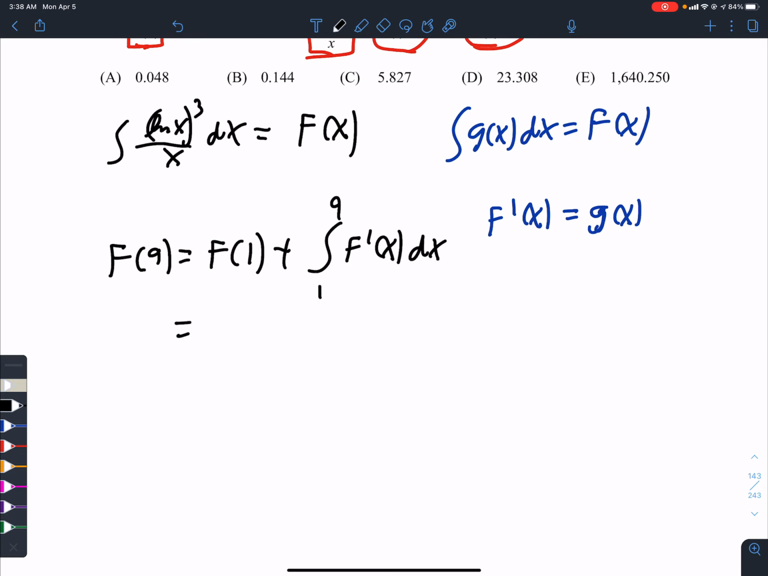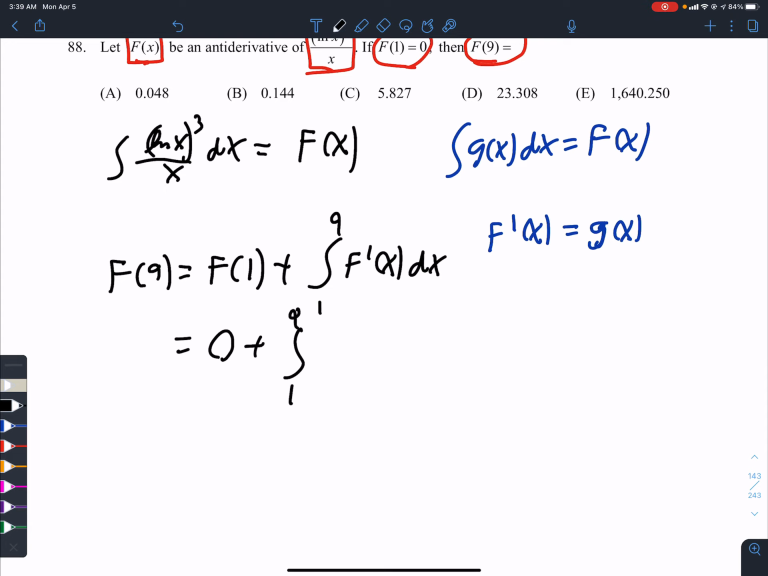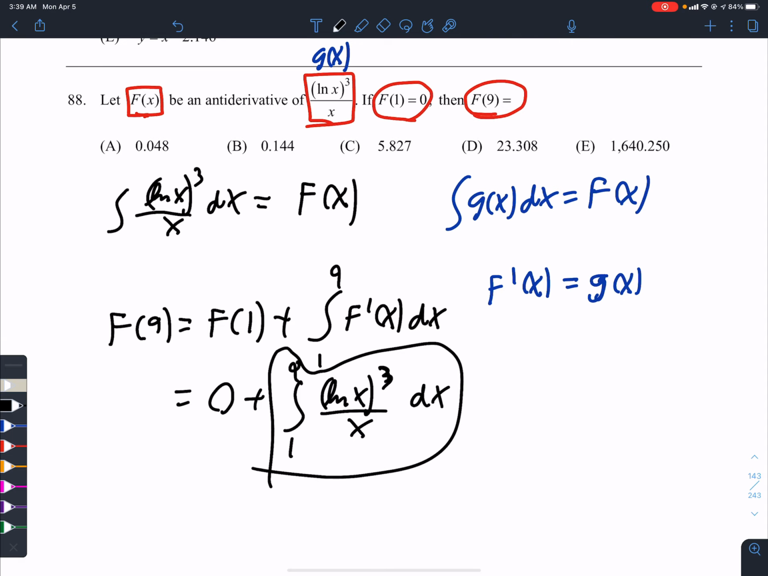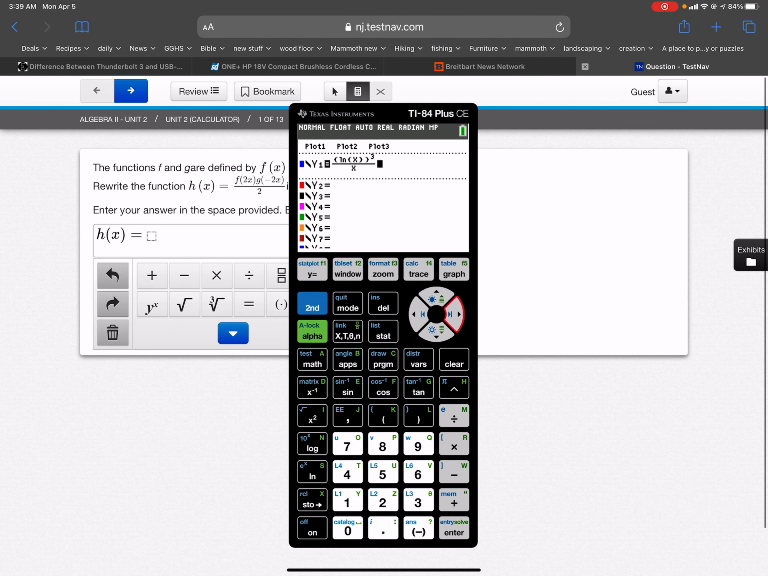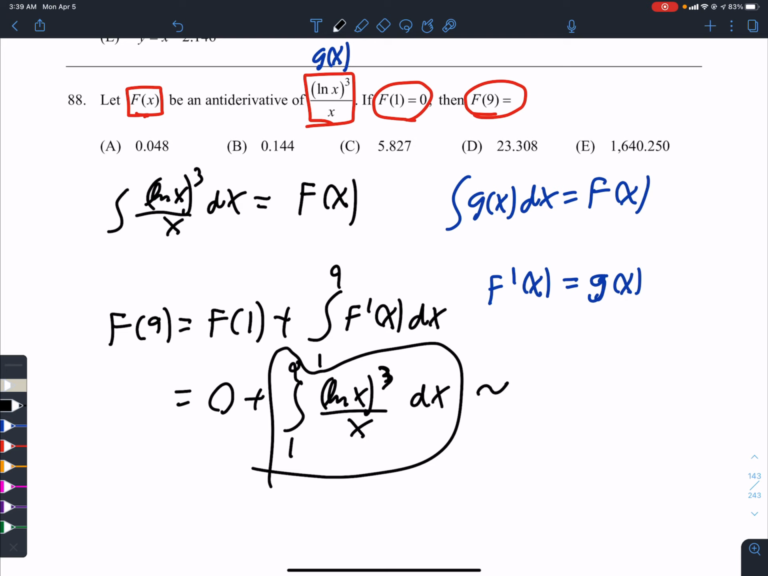Well, f of 1, they tell us, we already know that is 0. And so we have to integrate from 1 to 9 f prime, which is g, which is our ln of x cubed over x dx. So I'm just going to put this in the calculator. I've already put that function in the calculator. So now I just have to integrate that from 1 to 9. So I do math 9 from 1 to 9 of my function, and I get approximately 5.827, which will give us C.